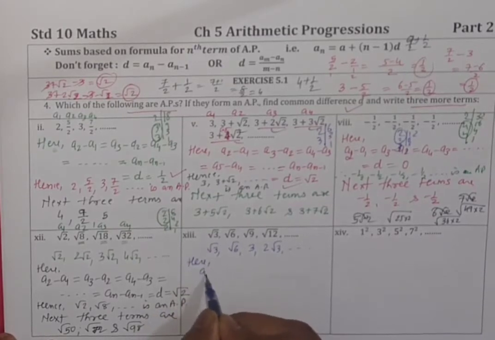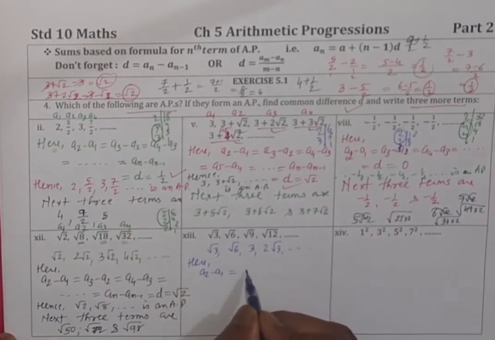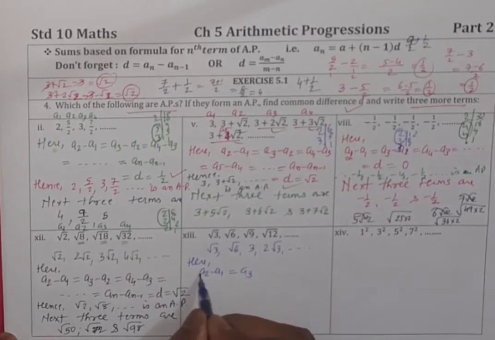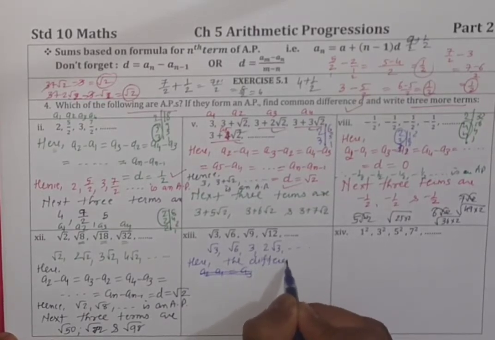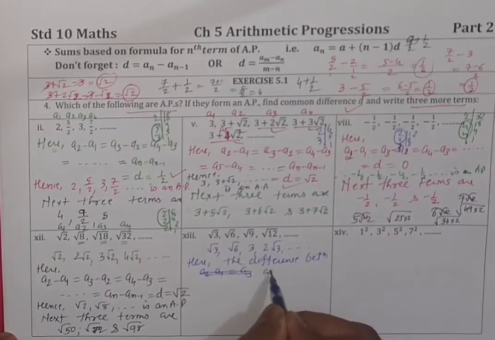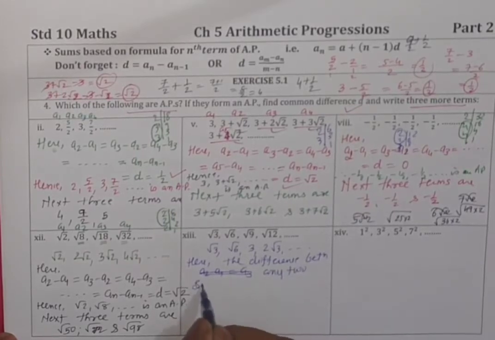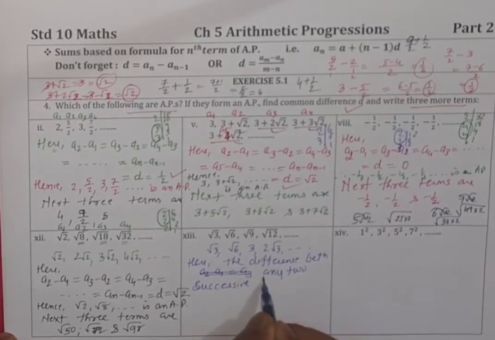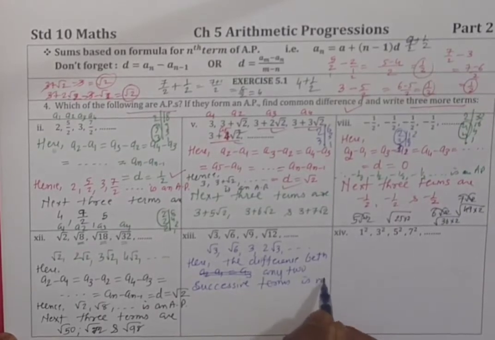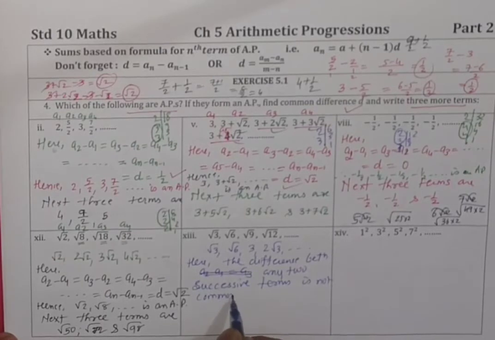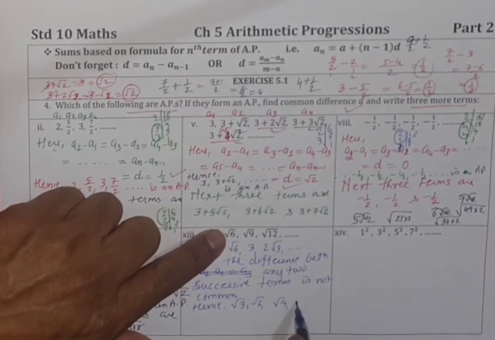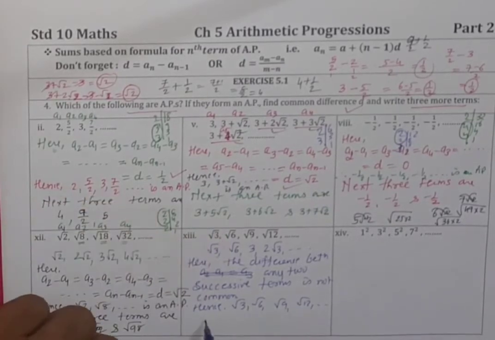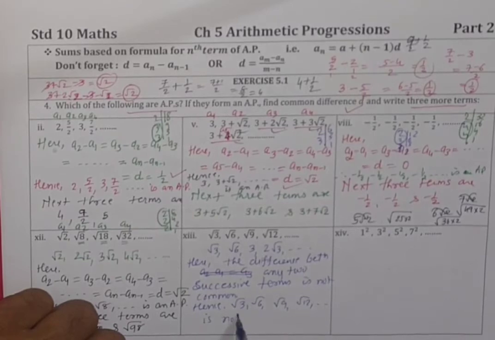So will write here A2 minus A1 is equal to A3... ओके, here हम statement लिखेंगे. Here the difference, that is better, the difference between any two successive terms is not common. Hence, yes, √3, √6, √9, √12, स्पेस है तो सब लिख देता हूं, is not an arithmetic progression.